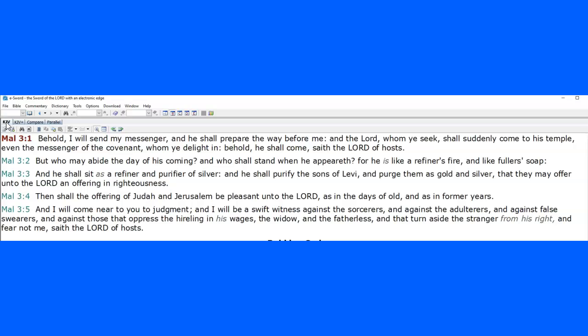And I will come near to you to judgment. And I will be a swift witness against the sorcerers. Who is that? Think pharmacia. Think vaccines. And against the adulterers, and against false swearers, against those that oppress the hireling in his wages. No, you can't work. You've got to stay home. The widow and the fatherless, and that turn aside the stranger from his right, and fear not me, saith the Lord of the host. That's what's going to happen.